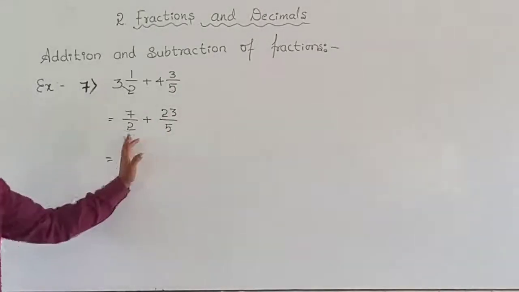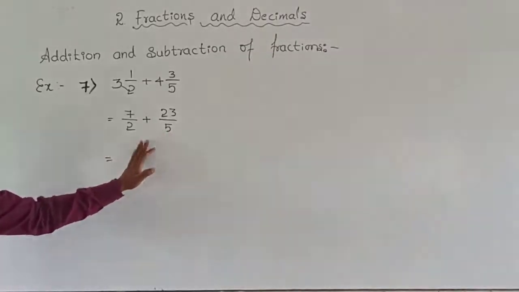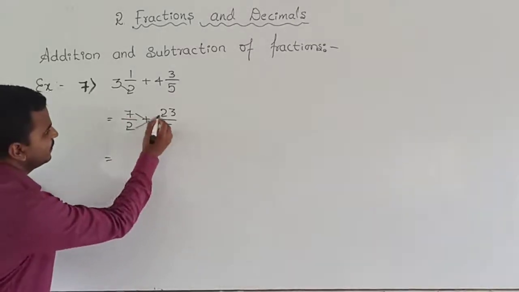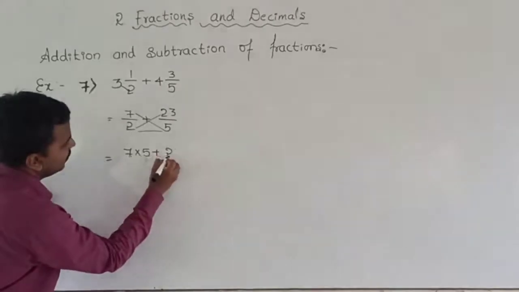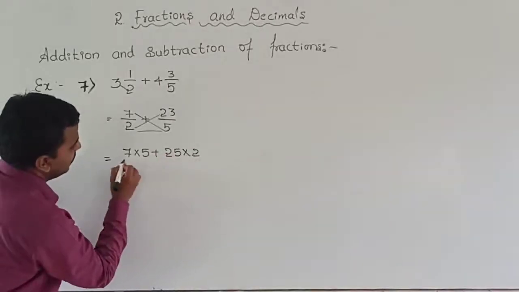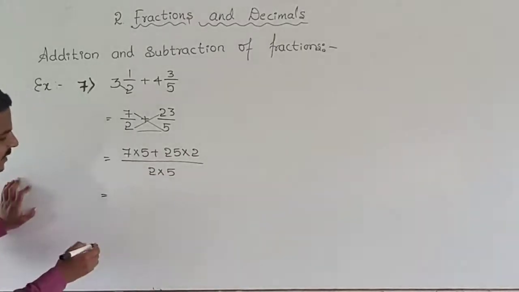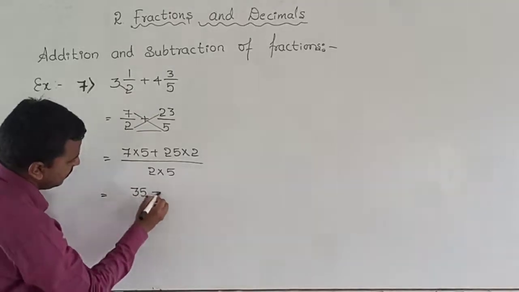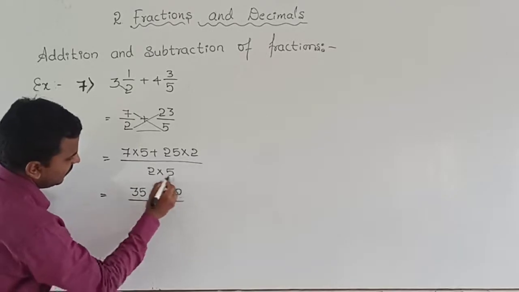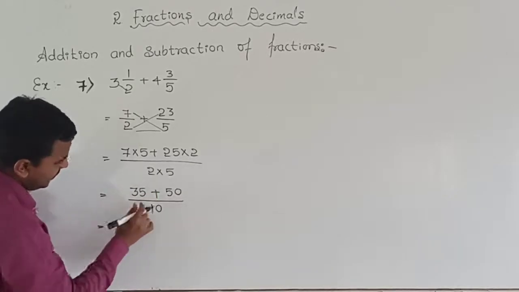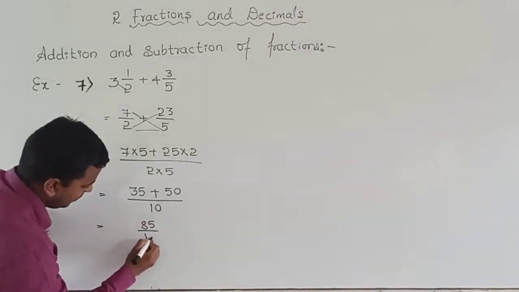Then these two fractions are in the form of improper fractions. Now you can solve this one by cross multiplication: 7 into 5 plus 23 into 2 divided by 2 into 5. Next, 7 5s are 35 plus 23 into 2 is 46. 5 into 2 is 10. Next, 46 plus 35, that is 81 divided by 10.